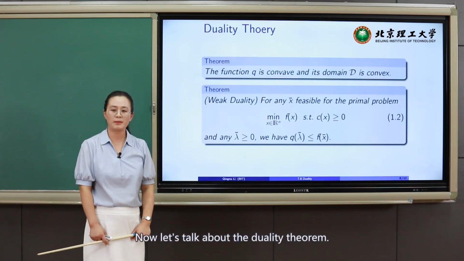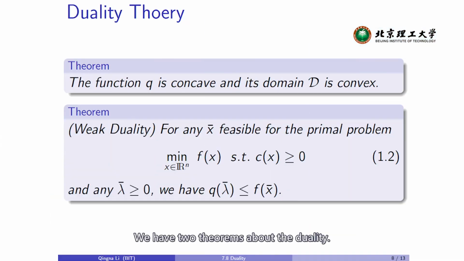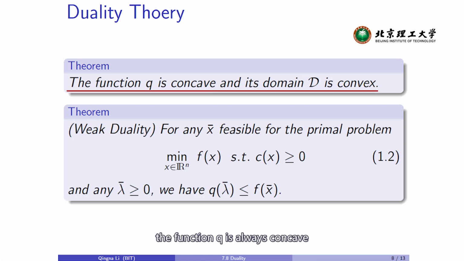Now let's talk about the duality theorem. We have two theorems about duality. The first one is that the function q is always concave and its domain D is convex. This is a very interesting result: no matter whether the primal problem is convex or not, the dual function q is concave and its domain D is convex.